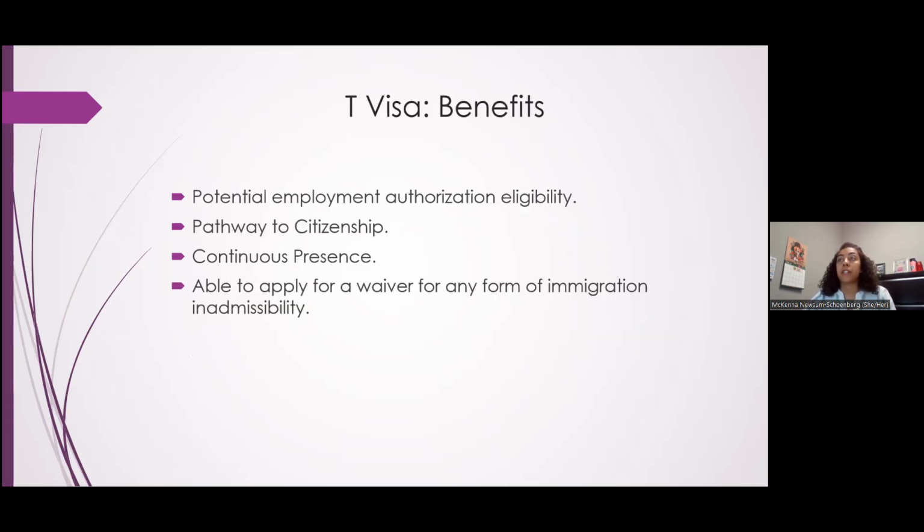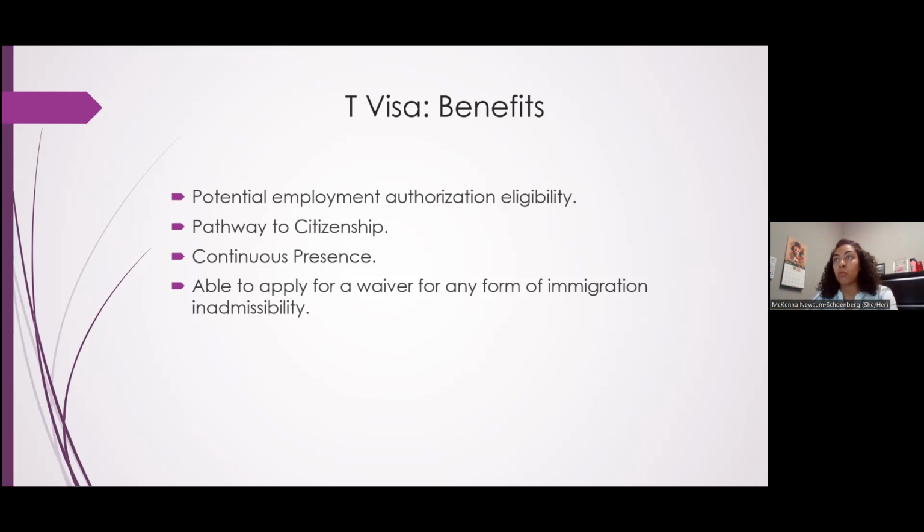All right, so the benefits of a T visa. There's potential for employment authorization. A T visa, much like a U visa, can be a pathway to citizenship if everything gets approved along the way. It allows you to remain in the United States. If you have a T visa, that's good for 3 years. After the 3 years, you can potentially apply to become a lawful permanent resident. After being a lawful permanent resident for 5 years, you could potentially apply to become a citizen.